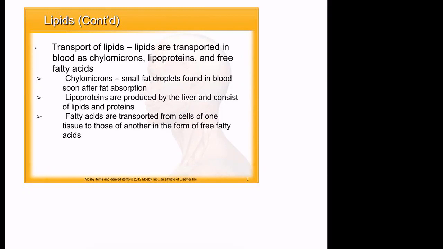We want to make more of the good ones, and by default, we'll make less of the bad ones. If we're making more good ones, we won't have enough parts left over to make more bad ones. So it's actually pretty simple. Unfortunately, when I say it's simple to make more HDLs, I mean it's simple. All we have to do is eat healthy and exercise. That's simple. Now, whether people want to eat healthy and exercise, that's a different story.